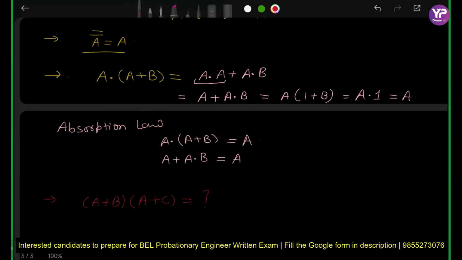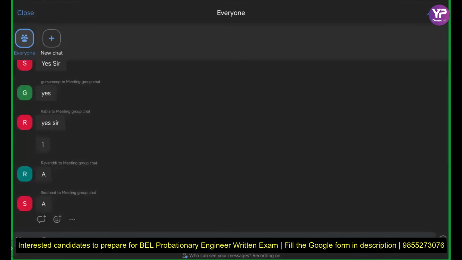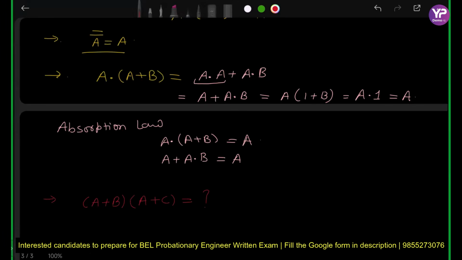A plus BC. Anyone else? Sir, A plus BC. Good. So basically, what we did, everyone, we just multiply the two things.